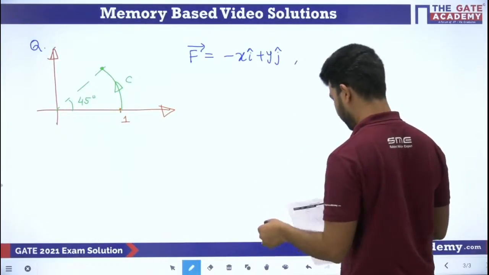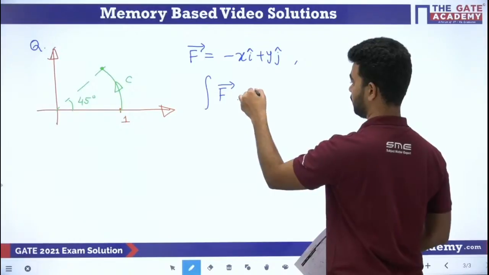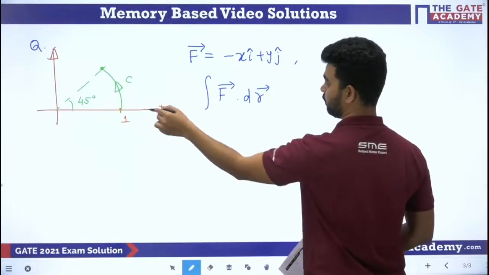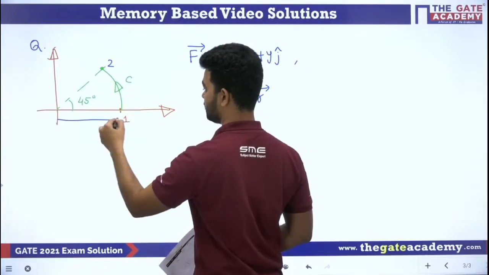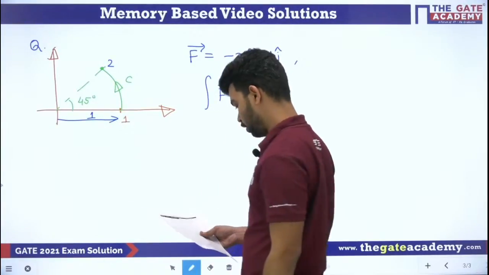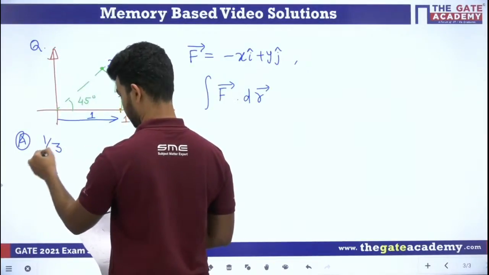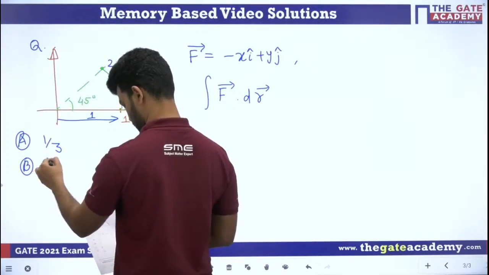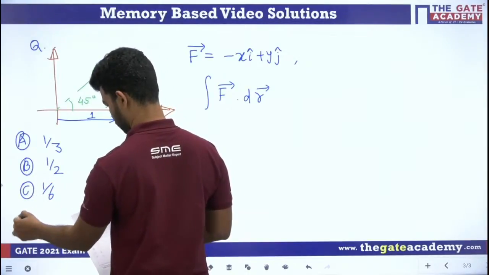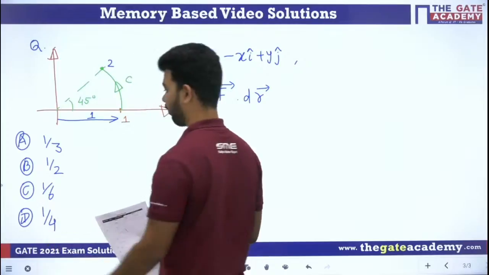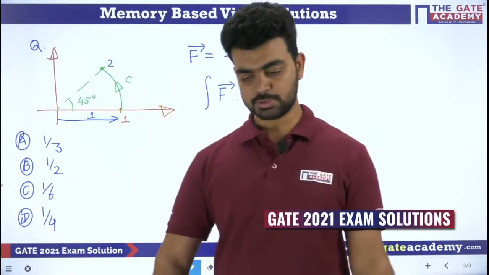And we have to find out f dot dr from the initial point to the final point, 1 to 2. Definitely this distance is 1. Options were given. The first option is 1/3, the second option is 1 by 2, the third option is 1 by 6, and the fourth option is 1 by 4, guys. So can anyone tell me how I will proceed in this question?